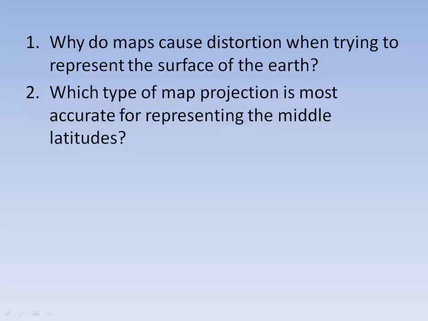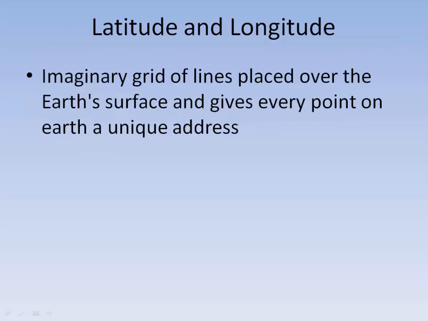Push pause, answer the questions, and when you're ready, hit play. Why do maps cause distortion when trying to represent the surface of the Earth? Well, maps are two-dimensional and the Earth is three-dimensional. Which type of map projection is the most accurate for representing the middle latitudes? That would be a polyconic map projection.